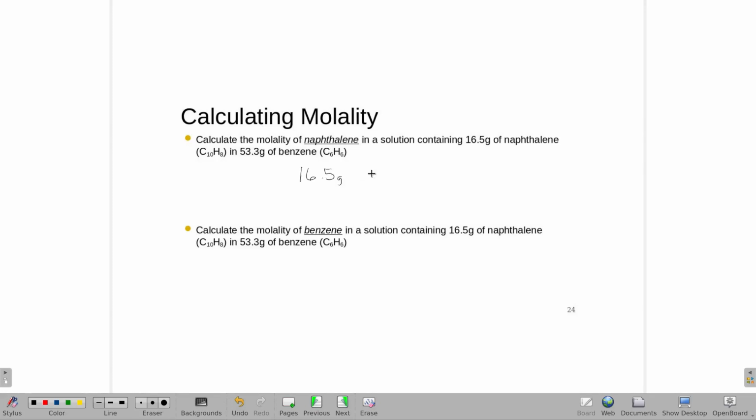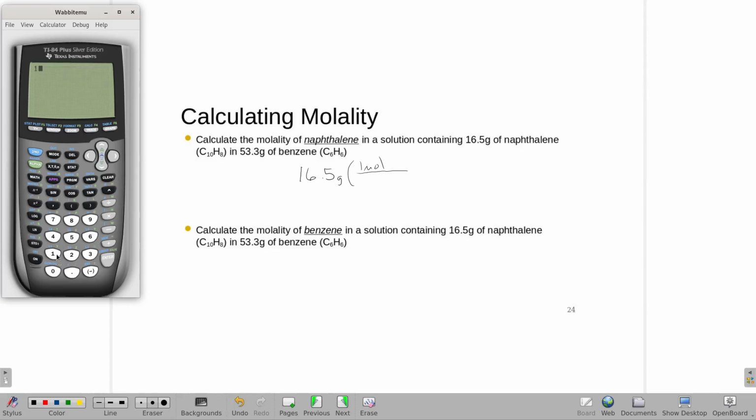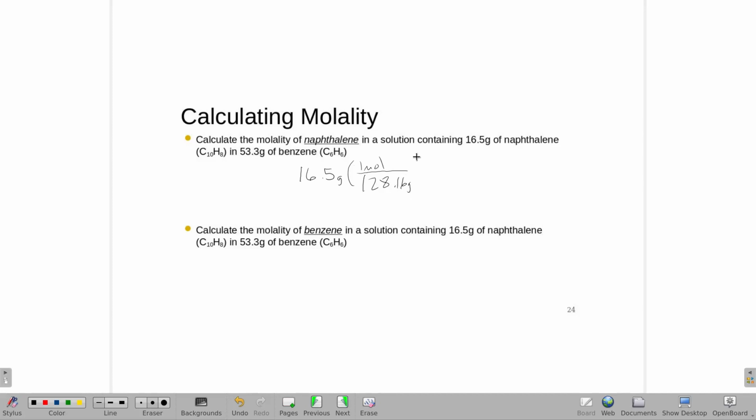So our first thing on this one is to turn that 16.5 grams of naphthalene into moles. Naphthalene is C10H8: 12.01 times 10 plus 8 times 1.008. I get a molecular weight of 128.16. And on the bottom I will have kilograms of solvent, so just 0.0533 kilograms.